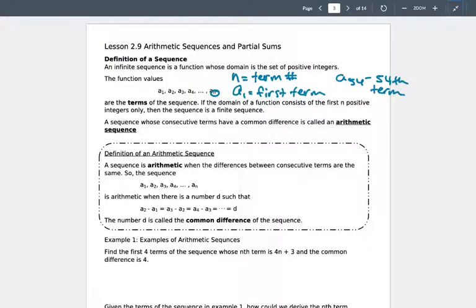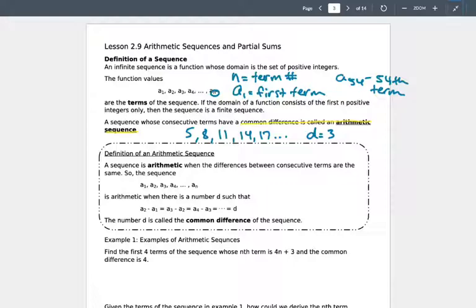So if you have an arithmetic sequence in particular, then we have what's called a common difference. A common difference is just the number that you're adding each time to get the next term. So let's say you start off with 5, and then 8, 11, 14, 17, etc. This is an arithmetic sequence because we're adding the number 3 each time to get the next number. So we would say our common difference equals 3.